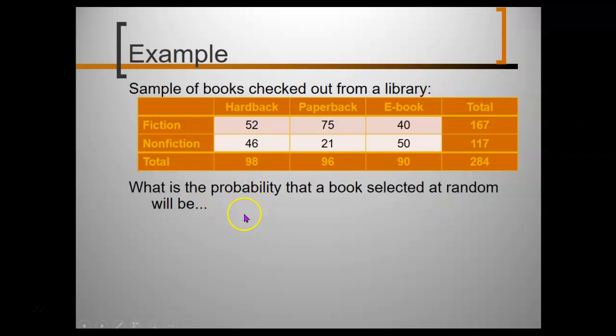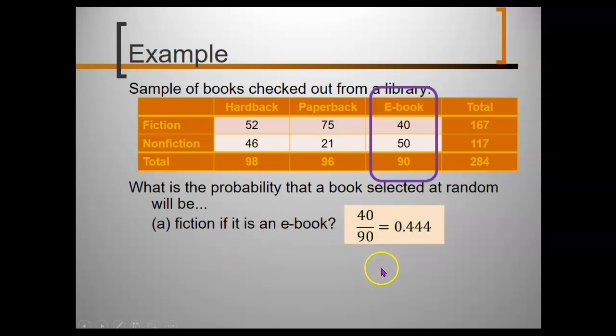And returning to the book example from the last section, where we have some fiction, some nonfiction, some hardback, some paperback, some ebooks, what is the probability that a book selected at random will be fiction if it is an ebook? So if it's not an ebook, we don't care about it. But if it is an ebook, just focusing on the ebooks, if it's one of those, what's the probability that it's fiction? Well, that would be how many fiction out of how many ebooks? 40 out of 90. So 40 over 90 is about 0.444.